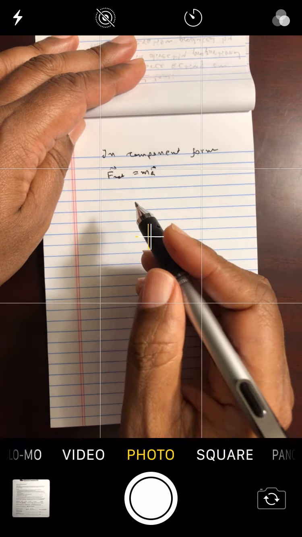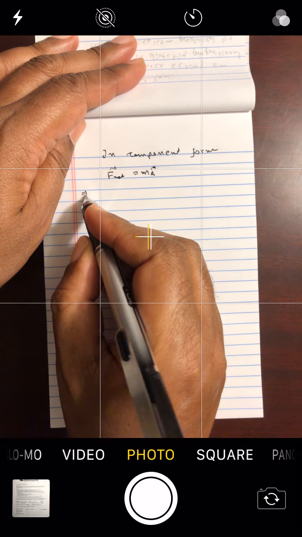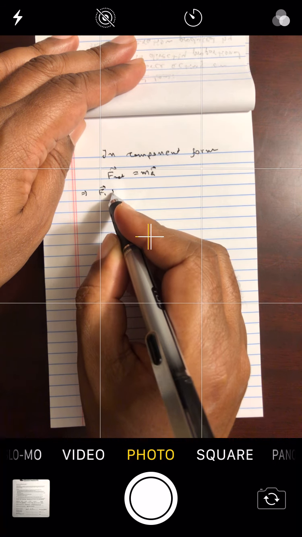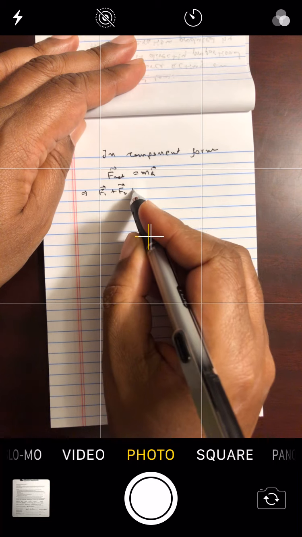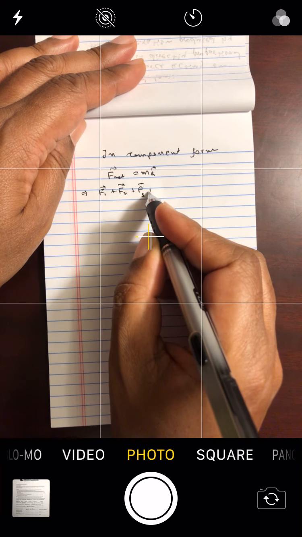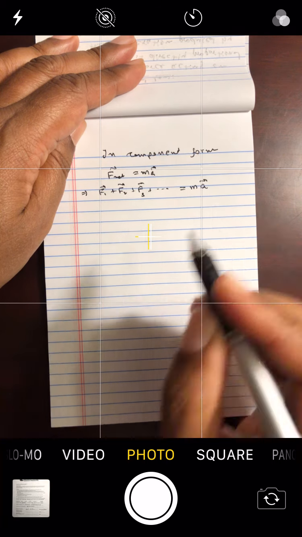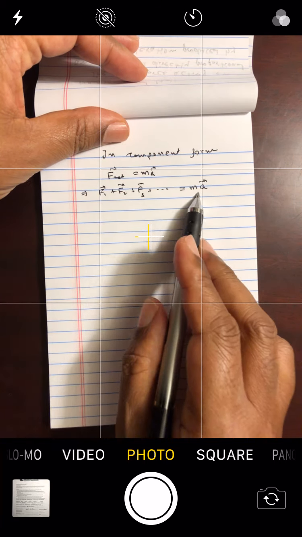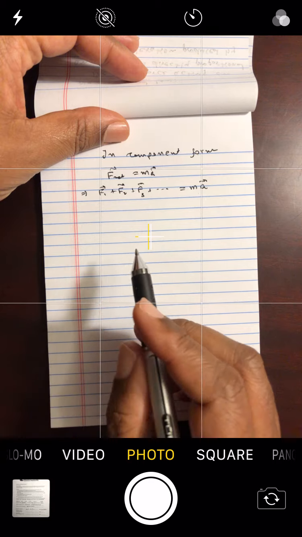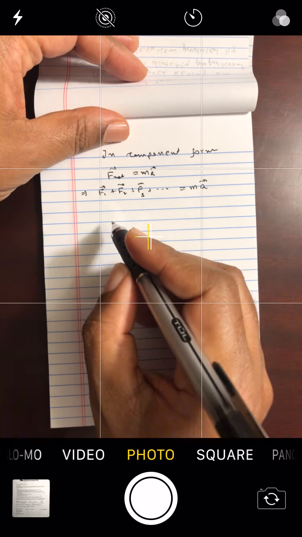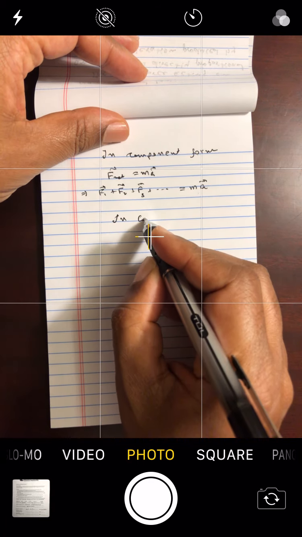Now, if there are a number of forces acting on the object, what this means is you add up all the forces, and that equals mass times acceleration. Now, if two vectors are equal, obviously their x components are equal and their y components are equal. So we can write this in component form as follows.